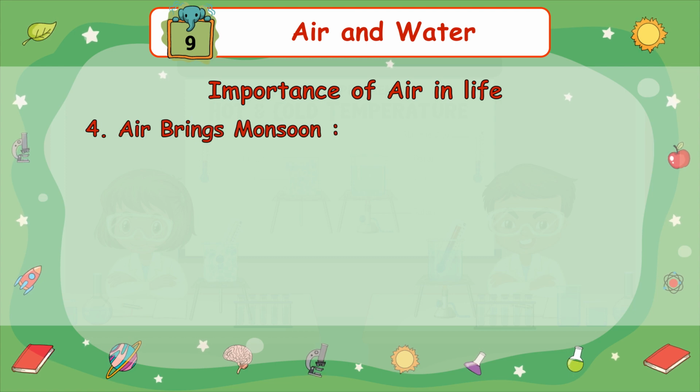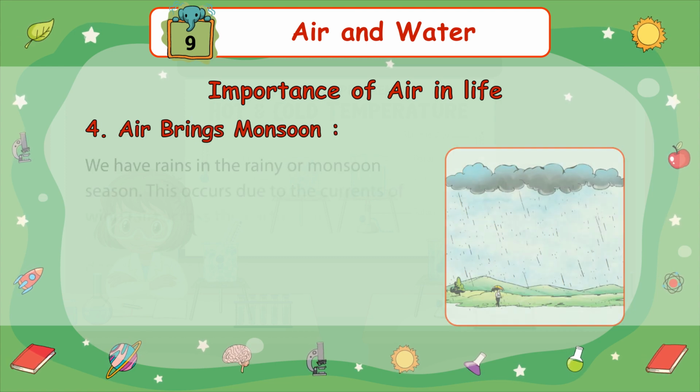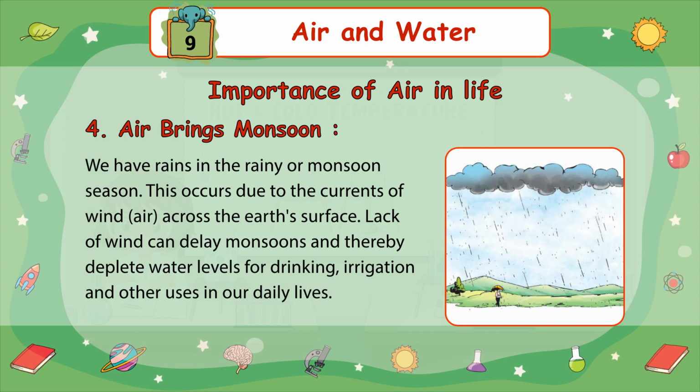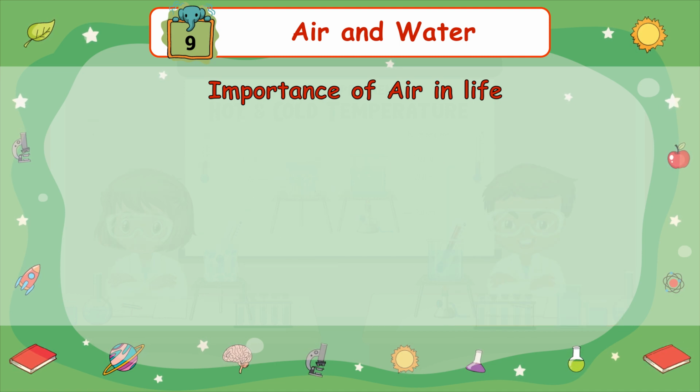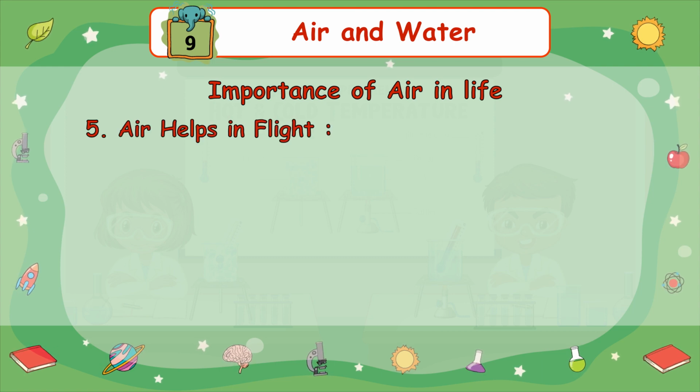Number 4. Air brings monsoon. We have rains in the rainy or monsoon season. This occurs due to the currents of wind, air across the Earth's surface. Lack of wind can delay monsoons and thereby deplete water levels for drinking, irrigation, and other uses in our daily lives. Number 5. Air helps in flight.